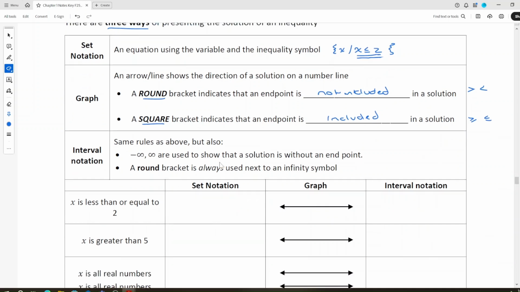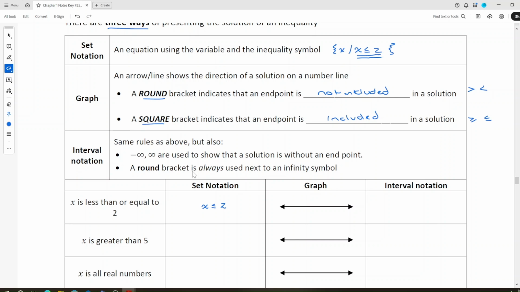So the first thing we're going to do is x is less than or equal to 2. In set notation, it would be x is less than or equal to 2. So when I read my inequality signs, because this is the smaller end of the inequality, I'm like x is less. Whereas if I was reading it from this side, it would be greater because I'm talking about from the bigger side. So x is less than or equal to 2.